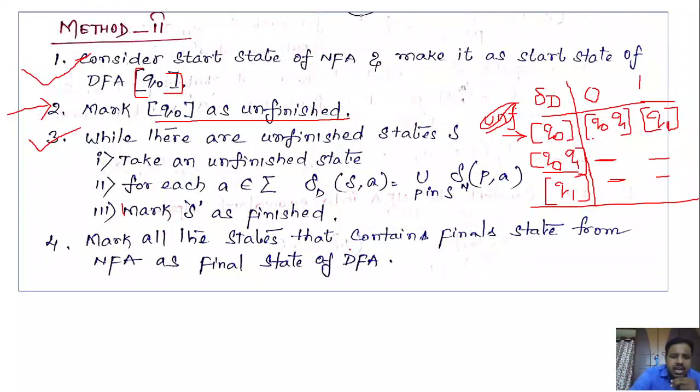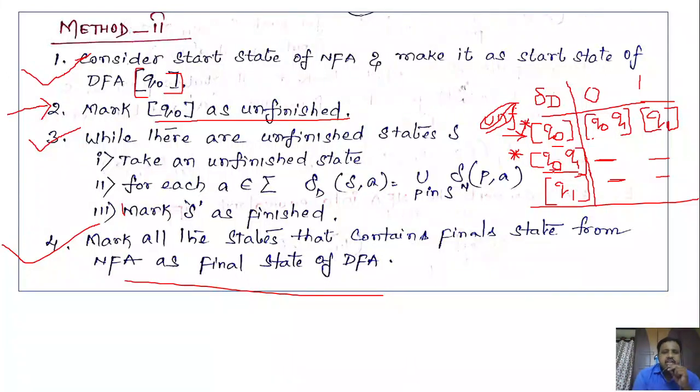Mark all the states that contain final states from the NFA as final states of the DFA. Whatever states in the DFA contain the final state of the NFA, mark all of those as final states. So what are the final states in the DFA? Q naught will be a final state because in the NFA Q naught is the final state. Also Q naught Q1 will be a final state, because Q naught is a member of that state. This is how we can construct the DFA for the given NFA.